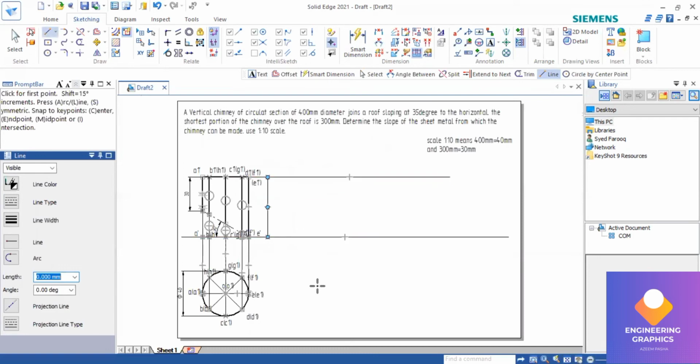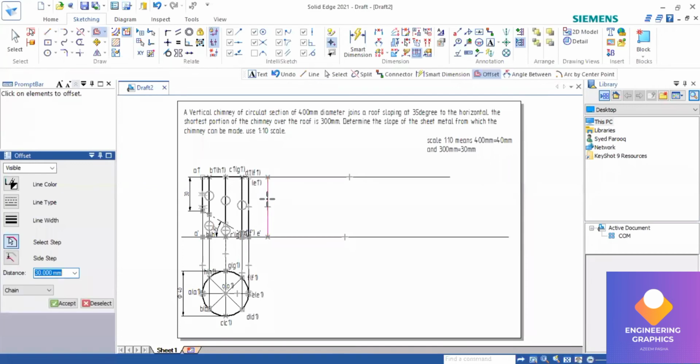You know that for the cylinder the diameter is 40. So multiply with the pi value, you get around 125.6. Okay, pi d value. So using this offset command, you give the distance 125.6, so you get the total length, okay. Now we have to divide this into 8 equal parts.